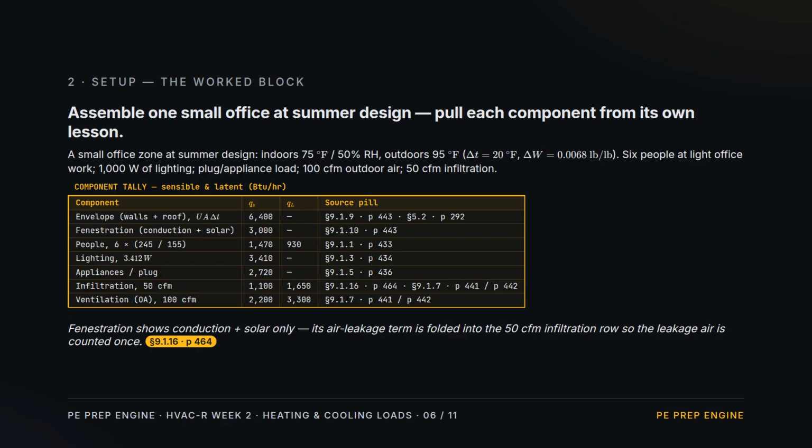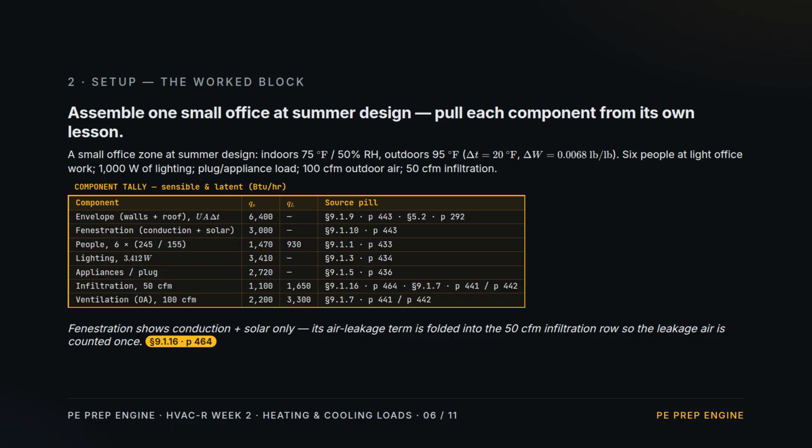Setup. One small office at summer design. Inside 75.5 and 50% humidity, outside 95. So a 20-degree temperature difference and a humidity ratio difference of 0.0068. 6 people, 1,000 watts of lighting, some plug load, 100 cubic feet a minute of outdoor air, 50 of infiltration.